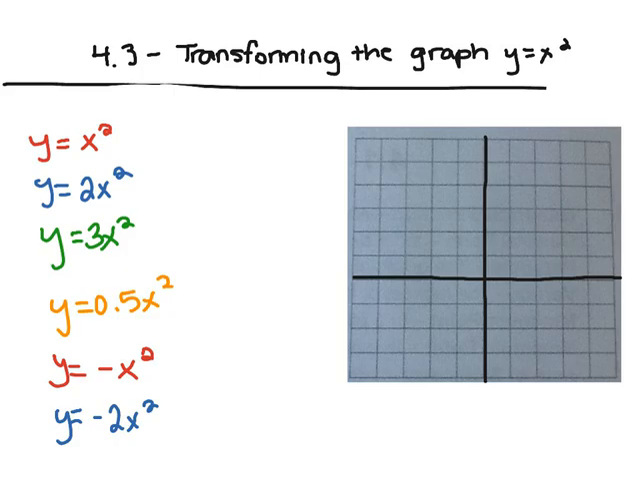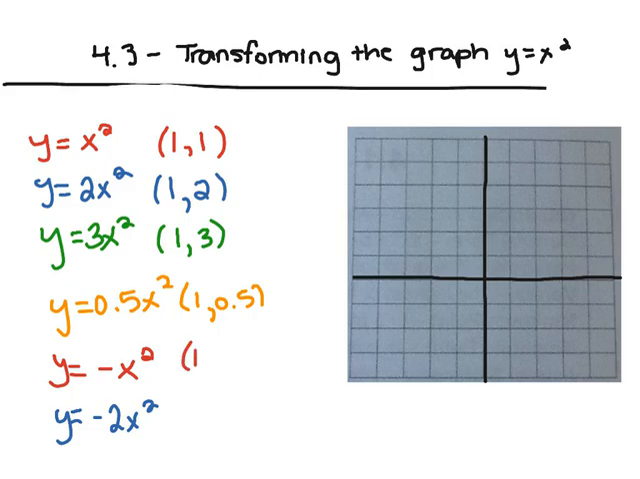So just for a thought, if we took the x value 1, if we plugged 1 into x squared, 1 squared is 1, so our y value would be 1. If we plugged it into our second equation, 1 squared is 1 times 2 is 2. In our third equation, it would be 1 and 3, 1 and 0.5, 1 and negative 1, and 1 and negative 2.